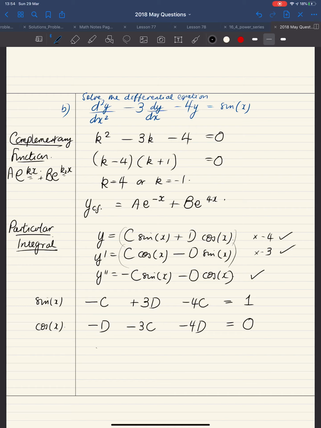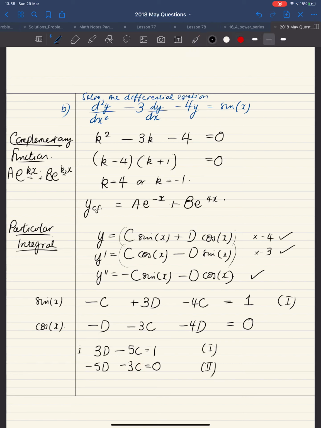So we've got 3d minus 5c is 1. That's equation 1. And equation 2, minus 5d minus 3c is 0. Okay. If I multiply this one by 5 and this one by 3, then I add the two together, we'll get rid of the d's, we'll be able to work out the c, and then go on and work out the rest.